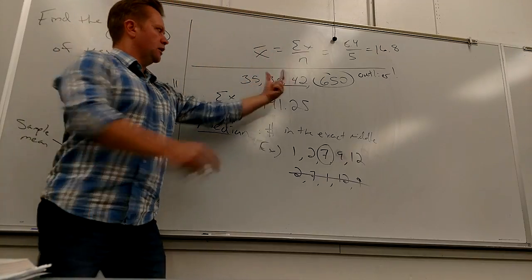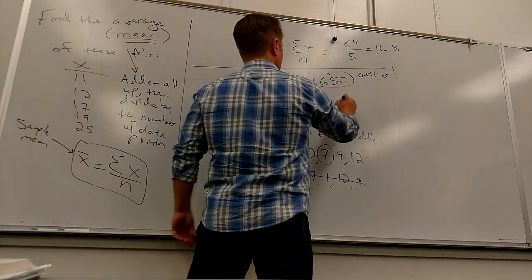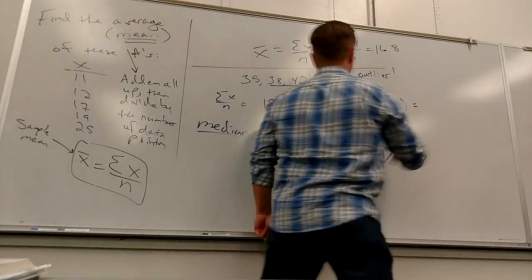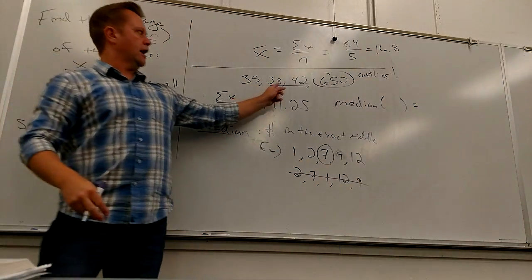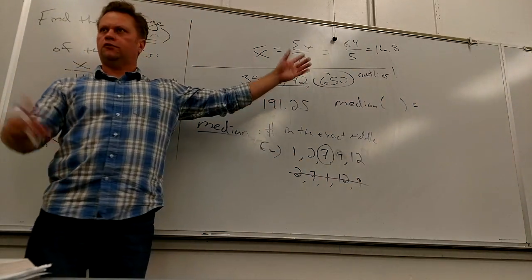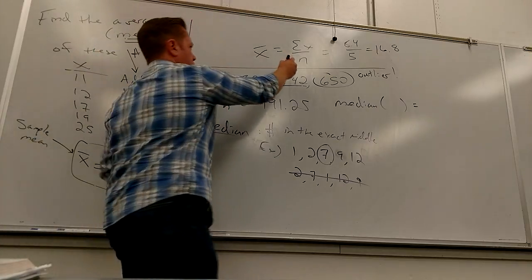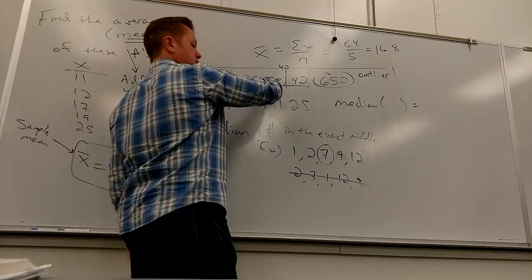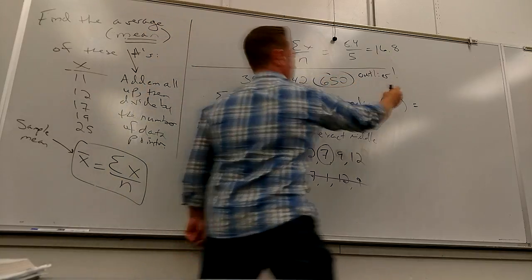So then what do you get for the median for this one? 40. Yeah, the average of those two is 40. And if you put 40 here, isn't 40 right in the middle? Yeah. It's got 2 below it and 2 above it.